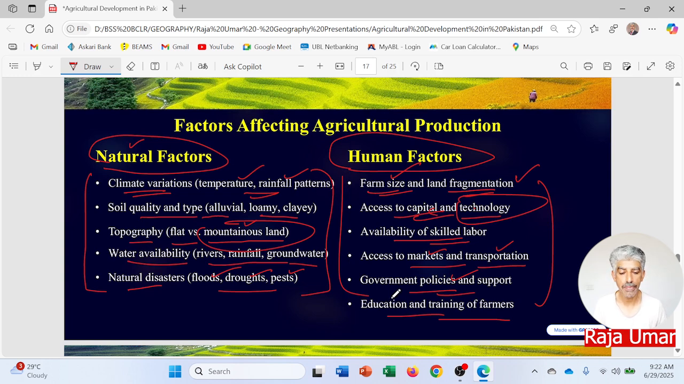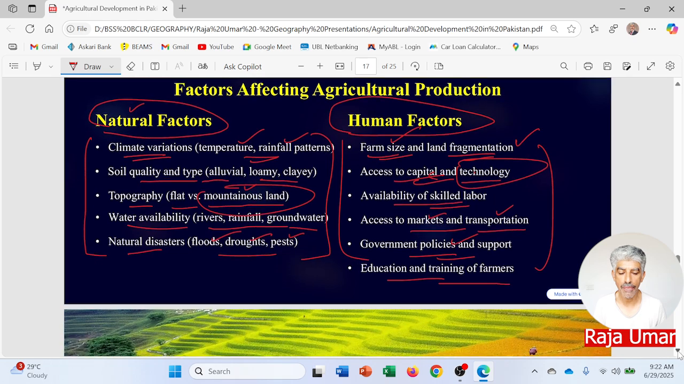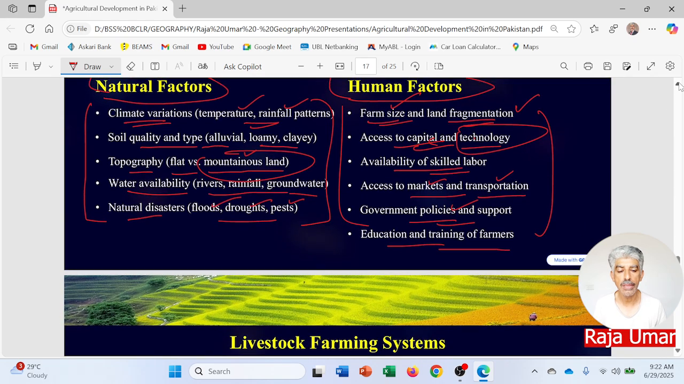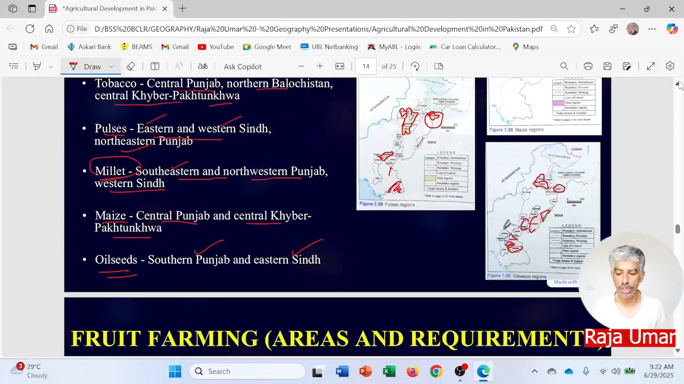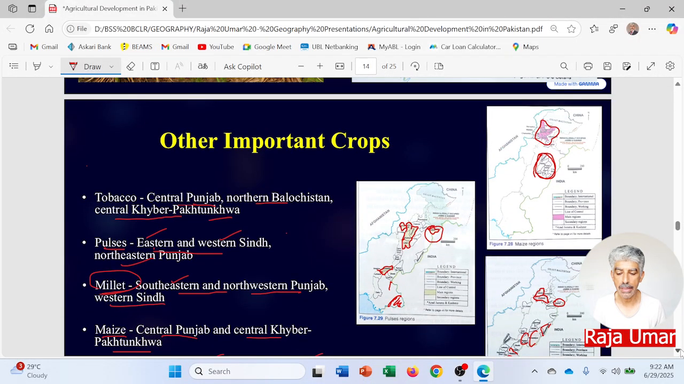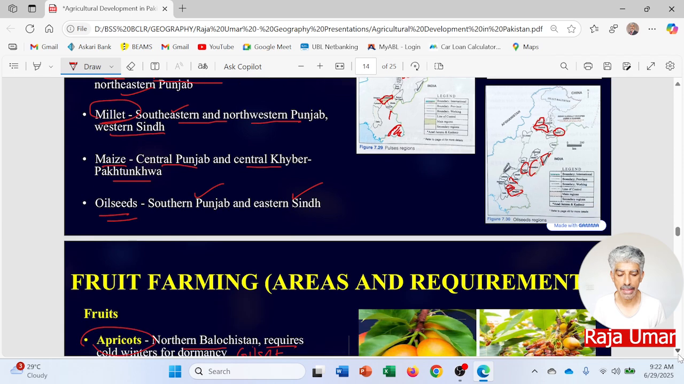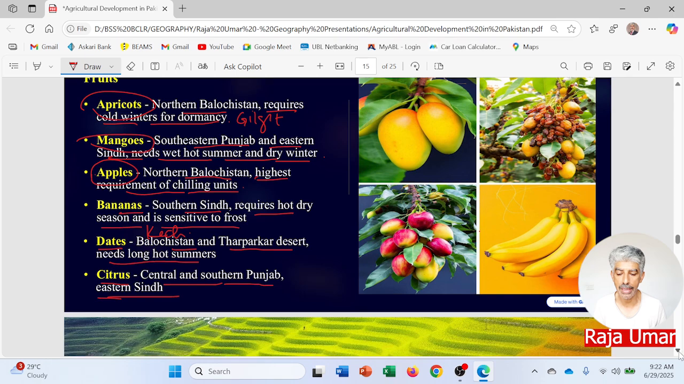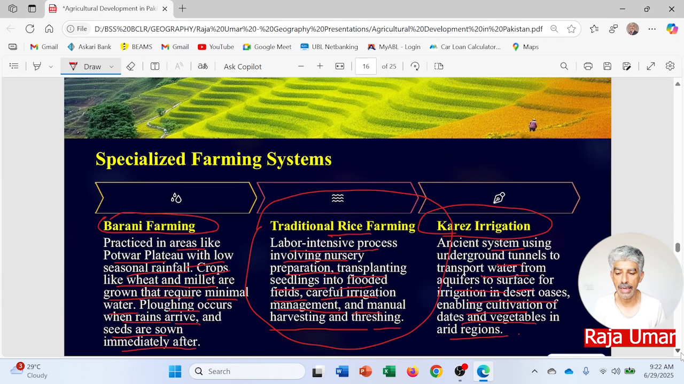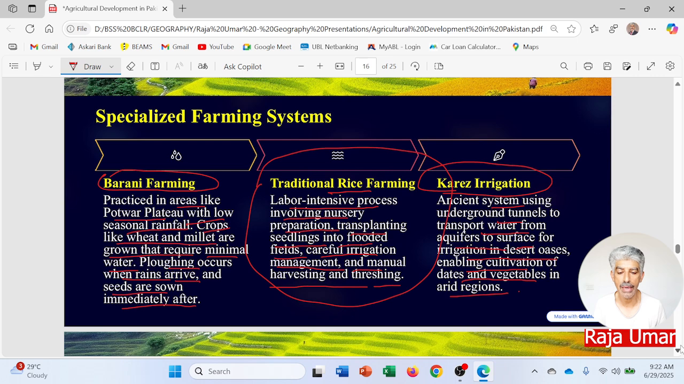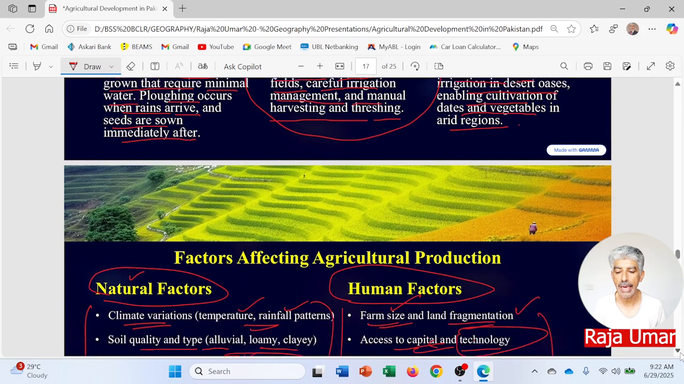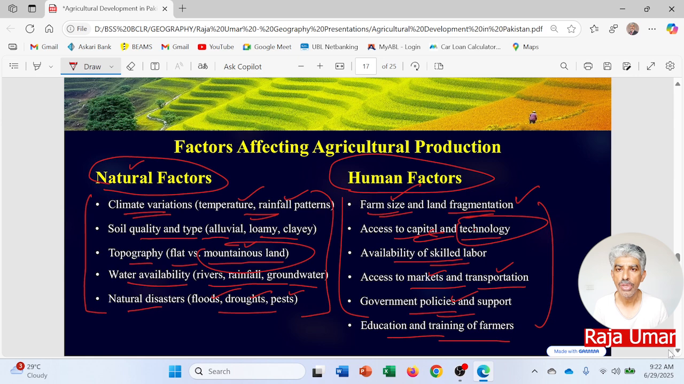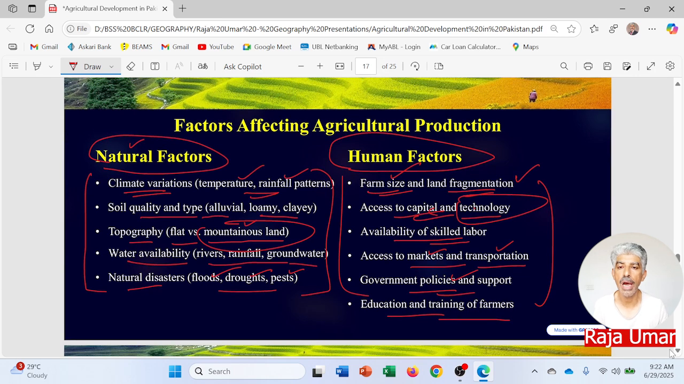So these are the topics which we have covered today. That is the other crops we talked about: tobacco, pulses, millet, maize, and oil seeds, their growing areas and their importance for us, and then fruit farming, in which areas which fruits are grown, and then the specialized farming, that is the barani farming, traditional rice farming, and carré system farming, and then the factors affecting agricultural production. So these are the topics we have covered today, and in the next lesson, inshallah, I will talk about livestock farming. This is over from my side today.